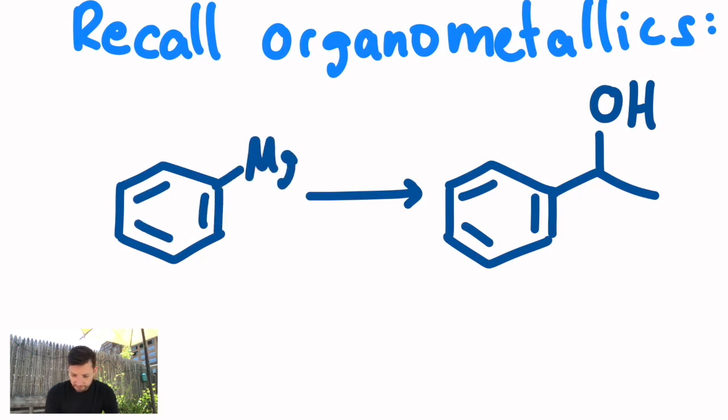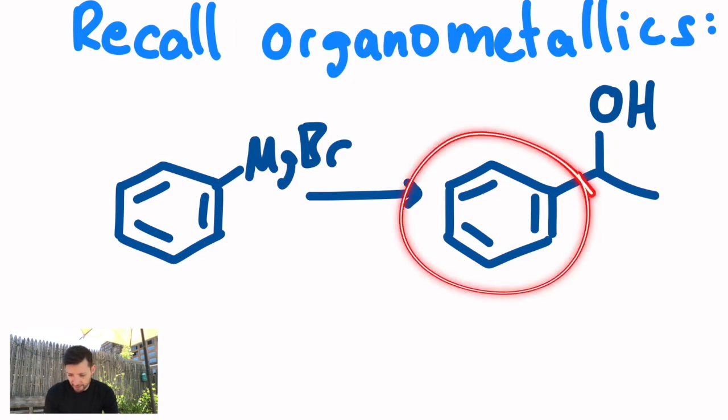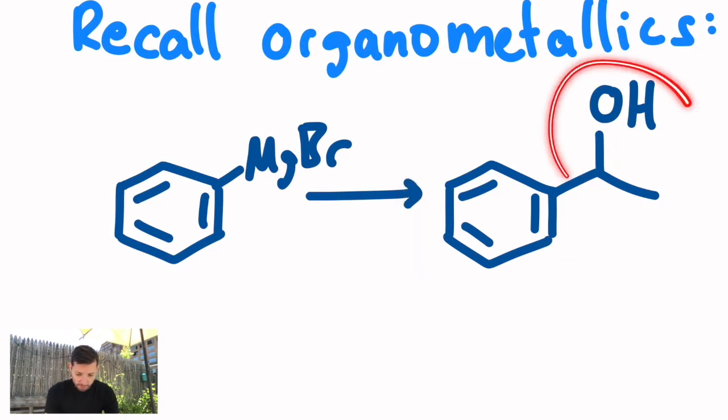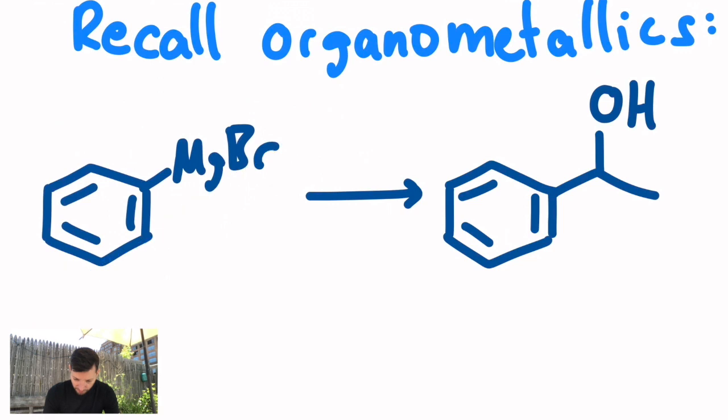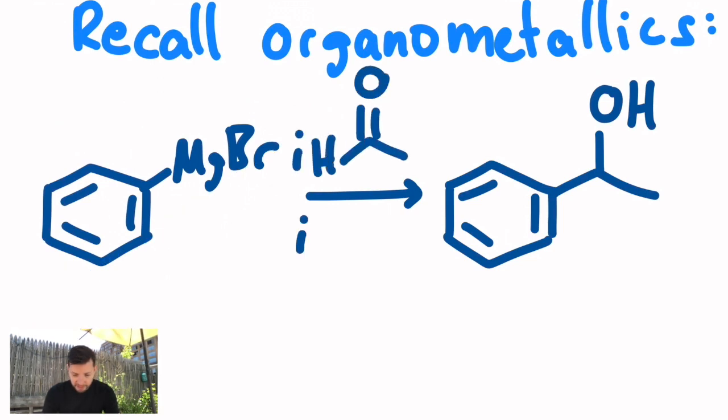or the lithiate, and that would bring in this piece, which means I would need an aldehyde that contains the rest of this, so a 2-carbon aldehyde. And that would mean I'm reacting this grignard with a 2-carbon aldehyde like so. That's acetaldehyde, followed by an H+ step.